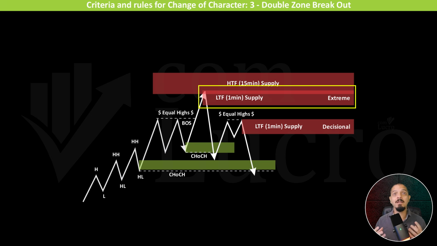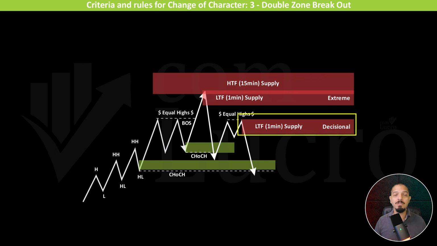As mentioned earlier, the upper supply zone is the extreme one, and the second supply zone, located a bit lower, is called the decisional zone. Please consider that we cannot place any trades based on the decisional supply zone because there is a high chance that the price will push higher to sweep the liquidity accumulated above the double tops and trigger the stop loss of traders who entered from the decisional supply zone.